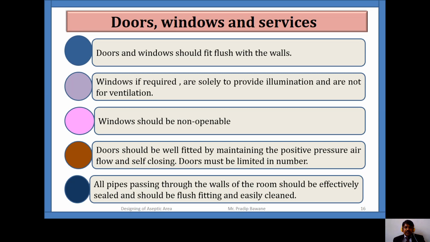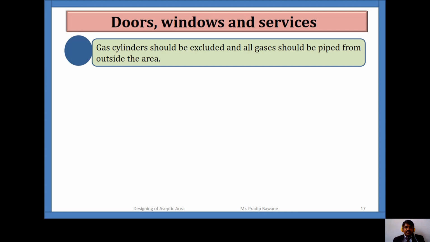All pipes passing through the walls of the rooms should be effectively sealed, flush fitting and easy to clean. This particular thing has to be remembered. If we are using a pipe which is not flush fitting, then what will happen? It can accumulate dust over the surface, and that may create a chance of causing contamination in the product during manufacturing.